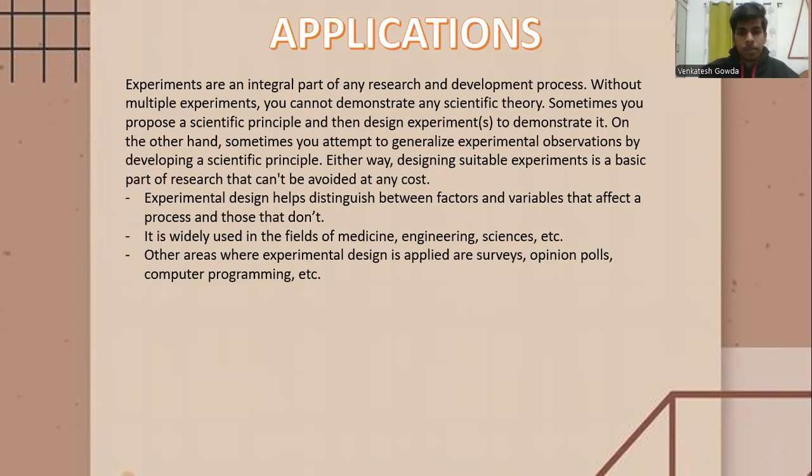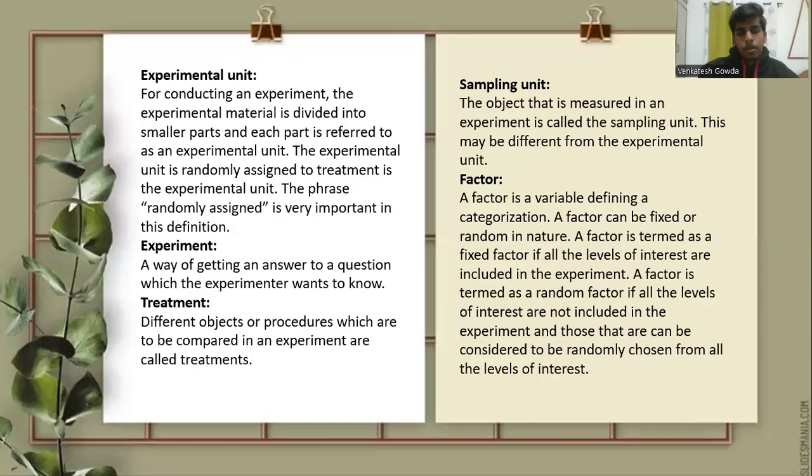Experimental design helps distinguish between the factors and variables that affect a process and those that don't. It is widely used in the fields of medicine, engineering, sciences, etc. Other areas where experimental design is applied are surveys, opinion polls, and computer programming, etc. Now we shall get to know about some of the basic definitions that come under the principles of experimental design.